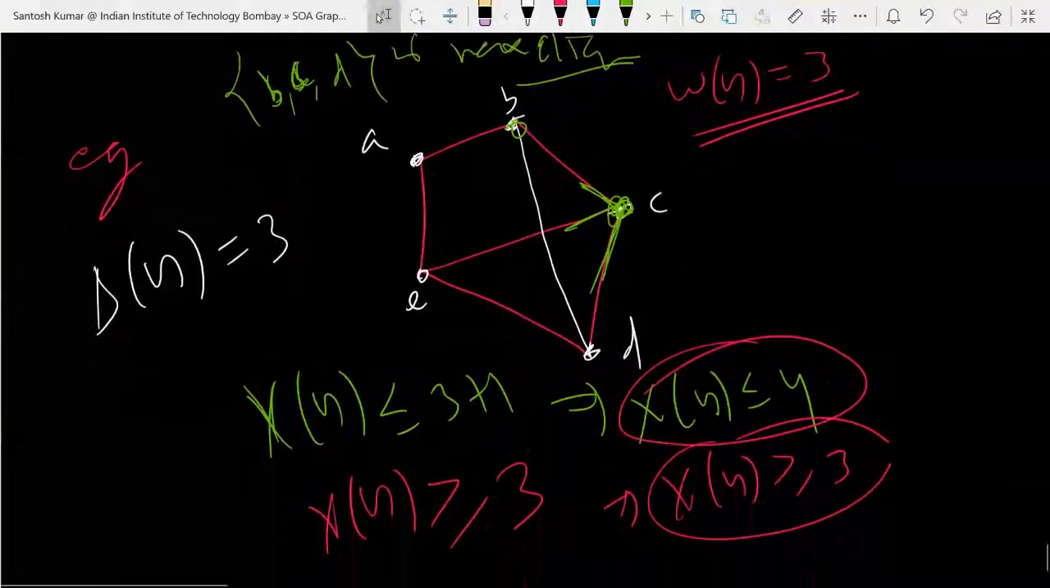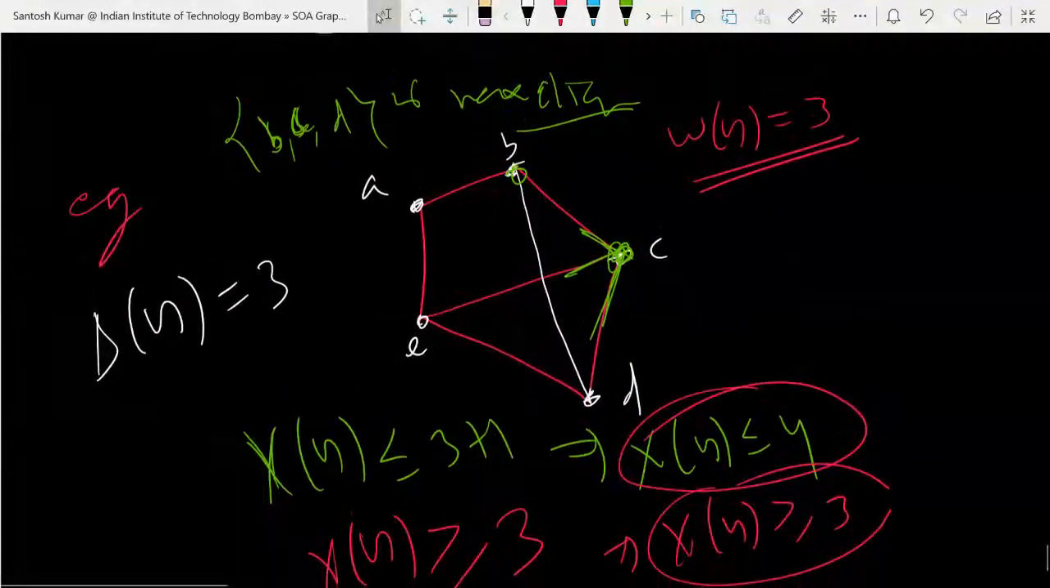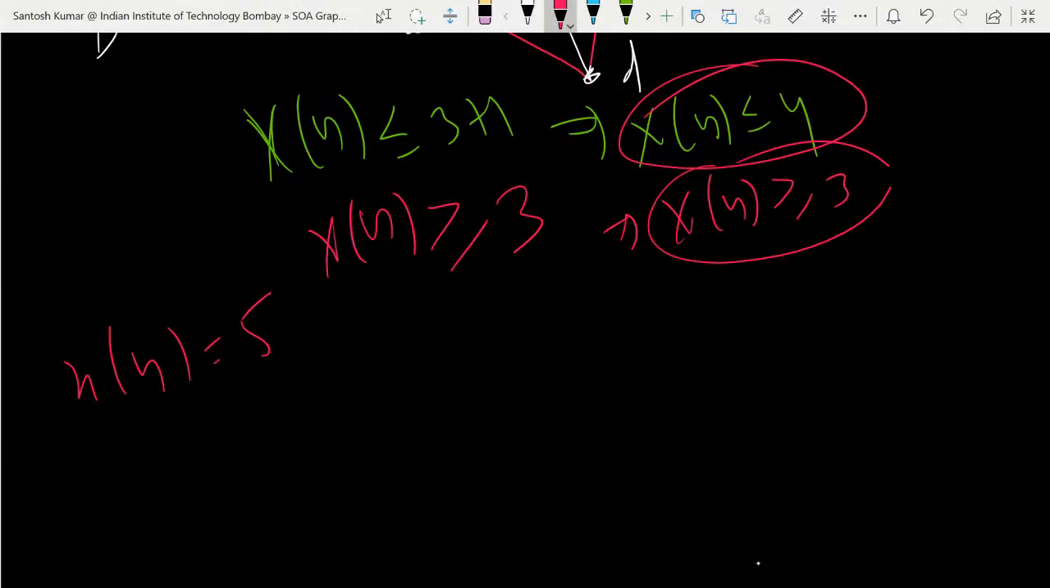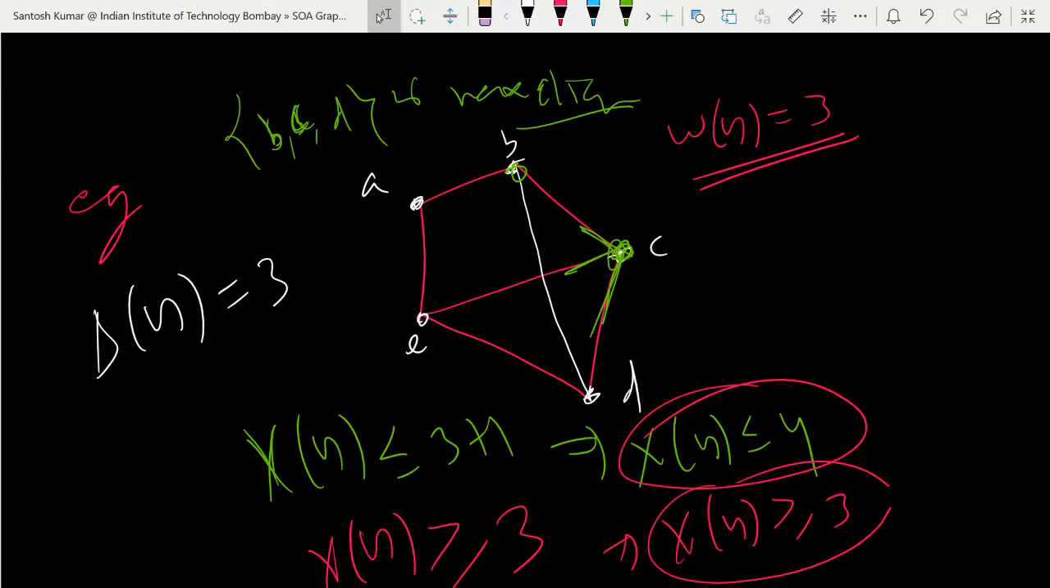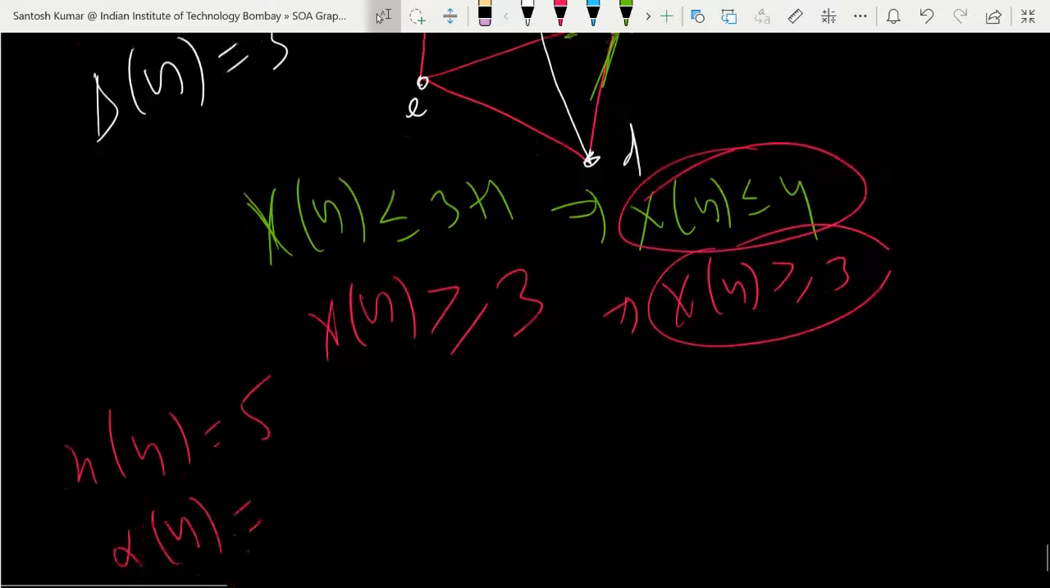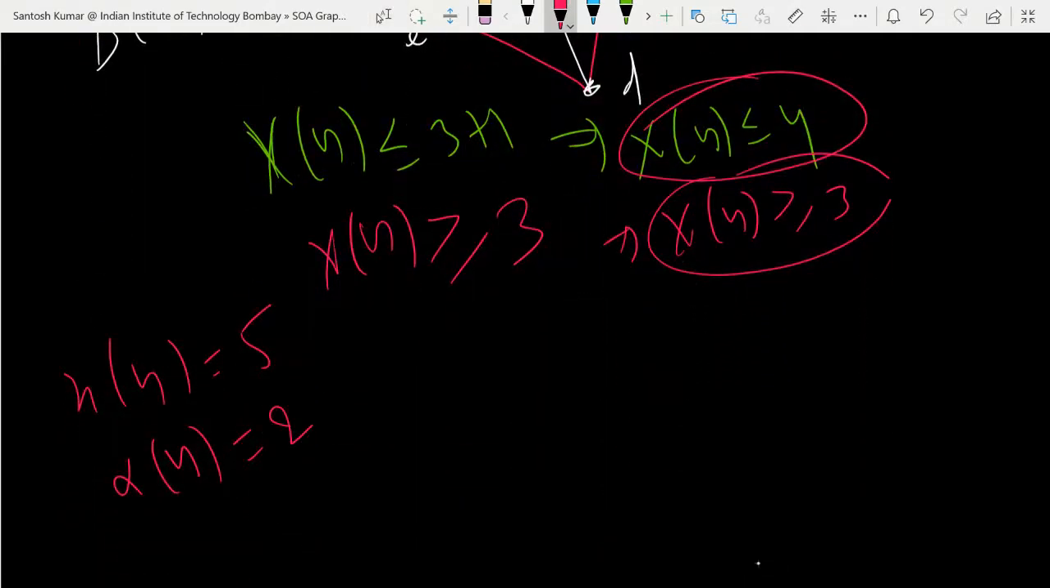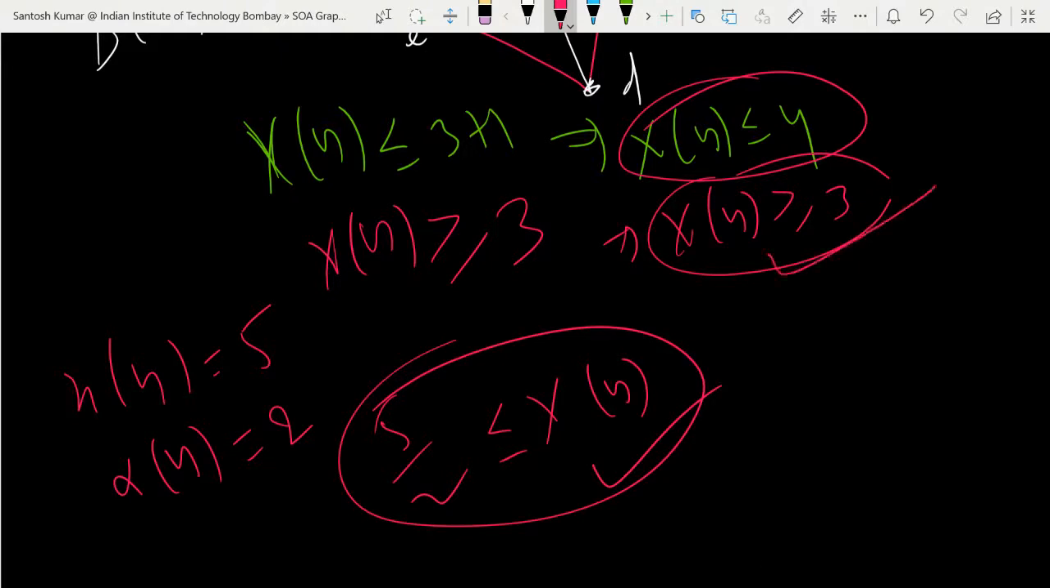Another lower bound you can have is the number of vertices, that is 5, divided by alpha of G. Alpha of G is the maximum size of an independent set. So what will be alpha of G? The size is 2 only, like AD you can take, AC you can take. So alpha of G is 2, and the chromatic number is greater than or equal to 5 upon 2. That is not good, since you already know it is at least 3, so that gives the same thing.